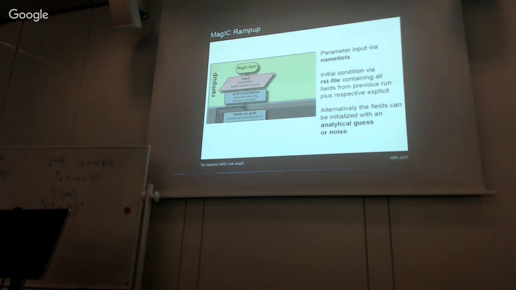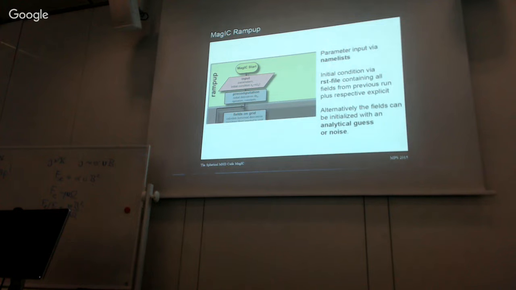Okay, so let's talk about the first part. First, we have to input the parameters, Rayleigh number, Ekman number, and so forth, and Prandtl number. We do this by using a construct which is called namelists, and I'll show you an example in a minute. And something else we need for the time integration is some initial field.